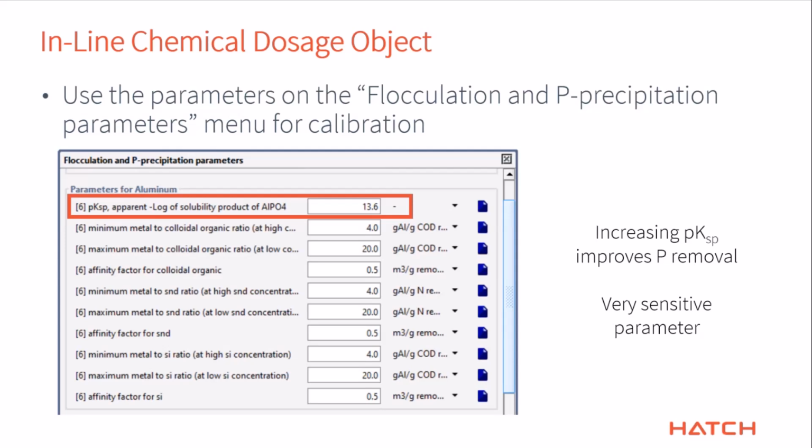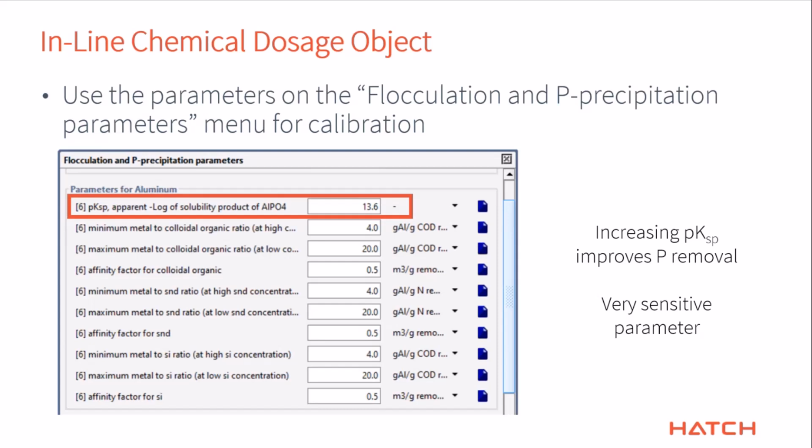Okay, so that's how you set it up. Now, how do I calibrate this? You can open up the flocculation and P precipitation parameters menu, and that allows you to adjust some of these parameters with respect to stoichiometry and efficiency of dosing. Particularly, this is the one you probably care about the most, which is the pKsp value, the apparent negative log of the solubility product.